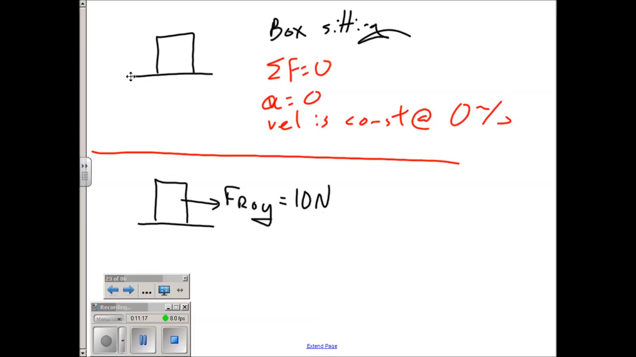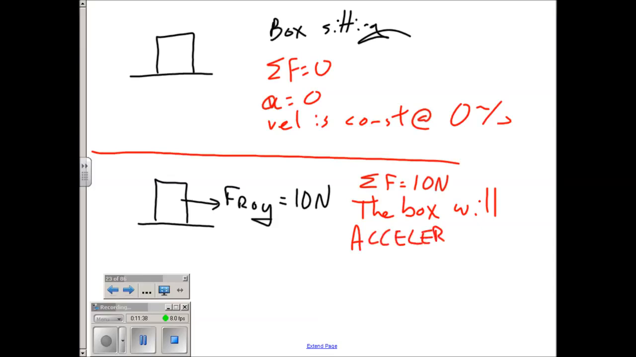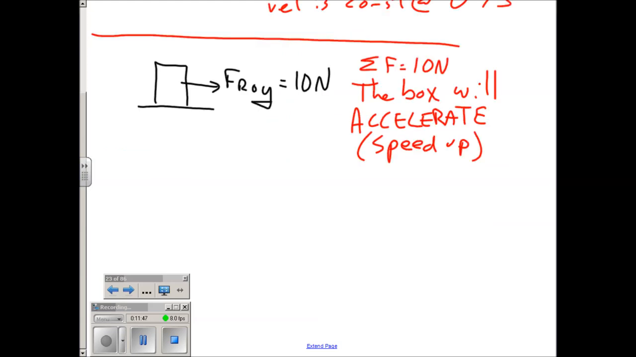So now what's happening is our net force is 10 newtons, right? So when I ask people what's going to happen, people always say the box moves. Yes, the box will move, but it's more important than that. The box will accelerate. In this case, that means speed up, right? As long as Roy keeps pushing.